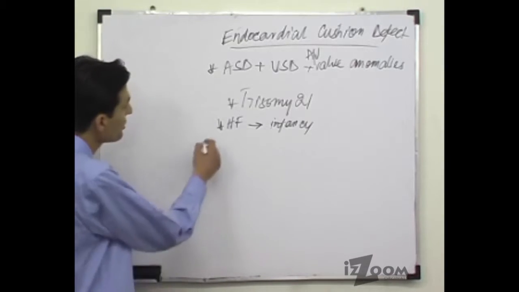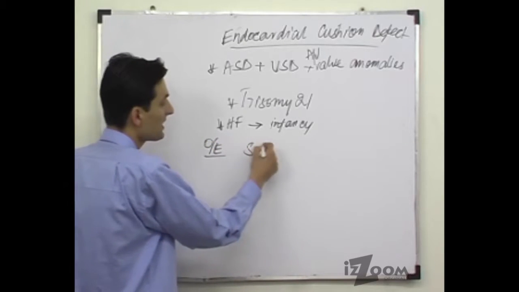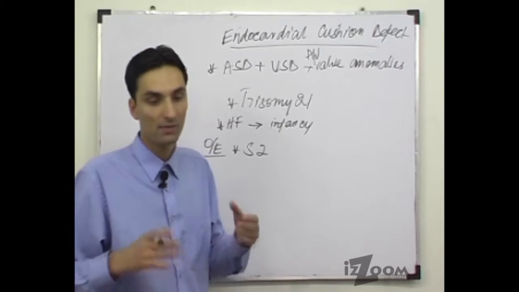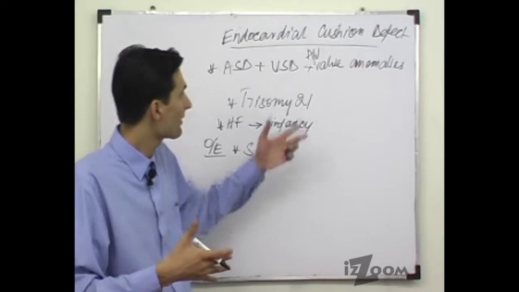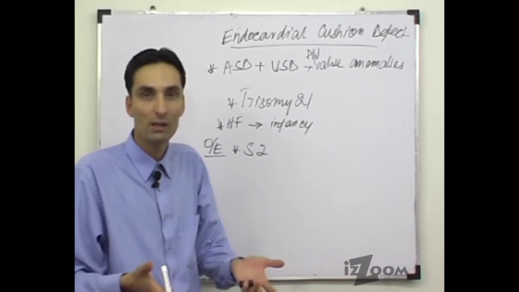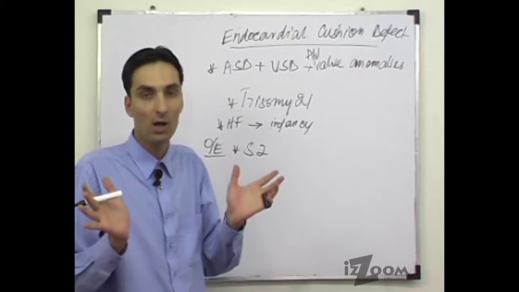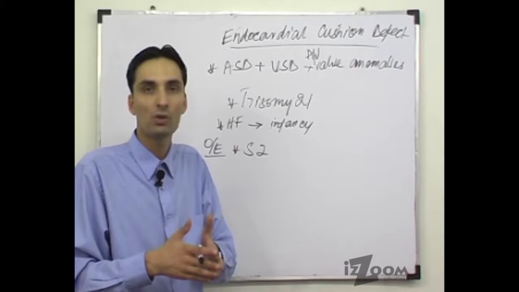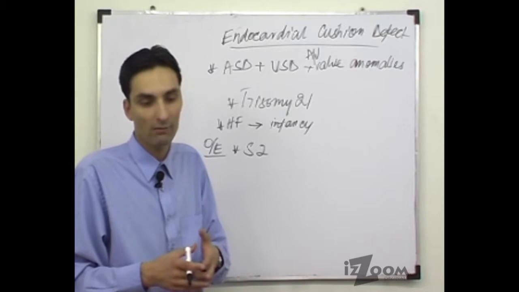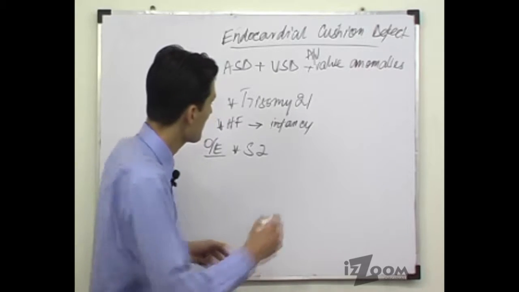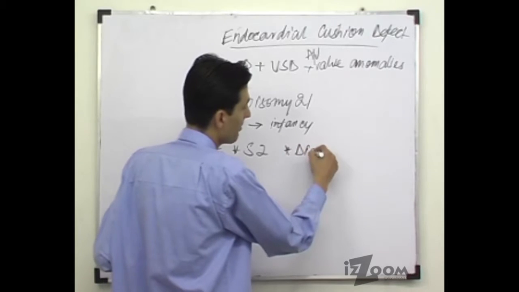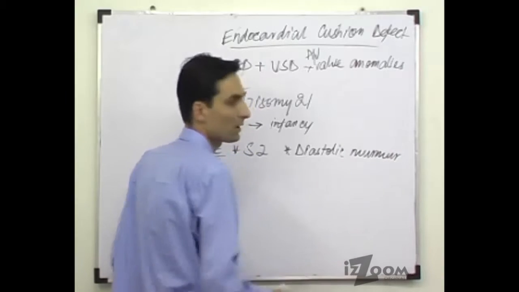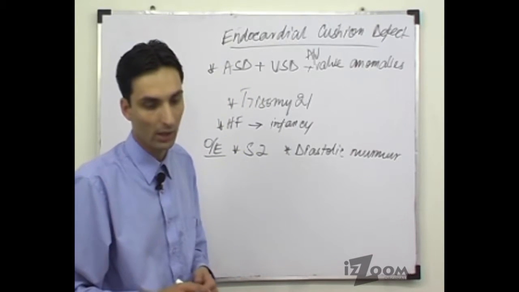When you examine these patients, they have a single second heart sound, without a first heart sound, because they have atrioventricular valvular abnormalities. That is the reason why the heart sound produced by those valves is not present. They only have a single second heart sound, which is produced by the pulmonary and the aortic valves. In addition to that, they also have a diastolic murmur on examination.